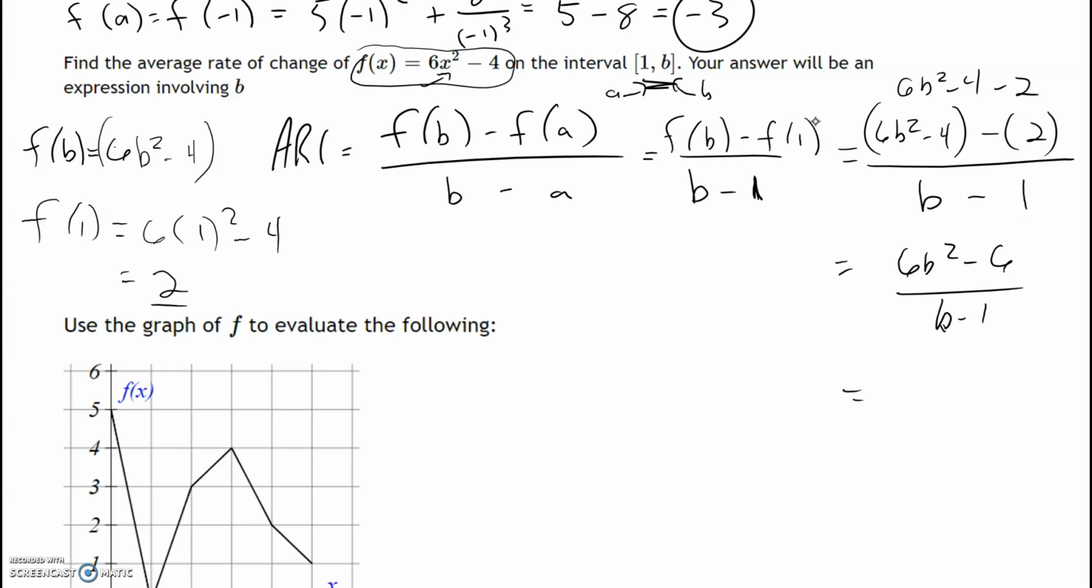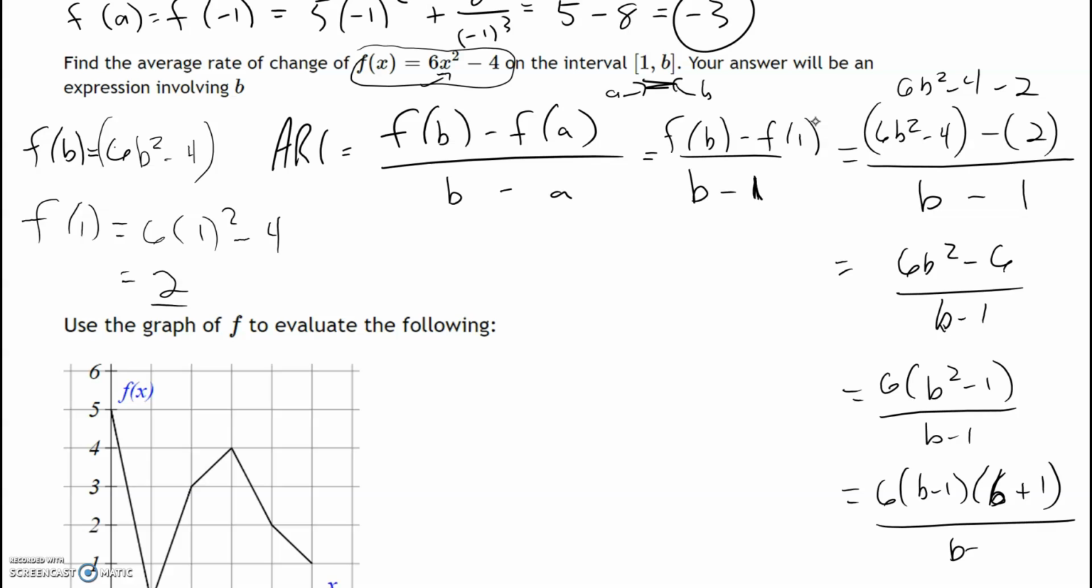However, anytime we can try and simplify a fraction, we should. In this case, I could factor out a 6, b squared minus 1. And on the bottom, I got b minus 1. And hopefully recognize b squared minus 1 as the difference of two squares. That's a b, not a 6. B squared minus 1 factors as b minus 1 times b plus 1, over b minus 1. And they cancel out. And I get a reduced fraction, 6 times b plus 1.